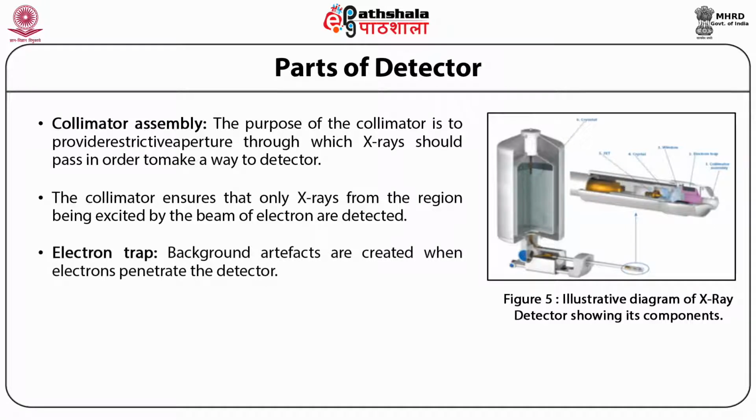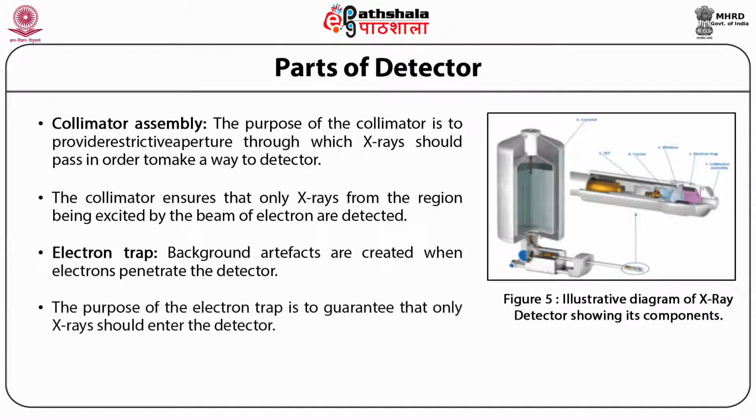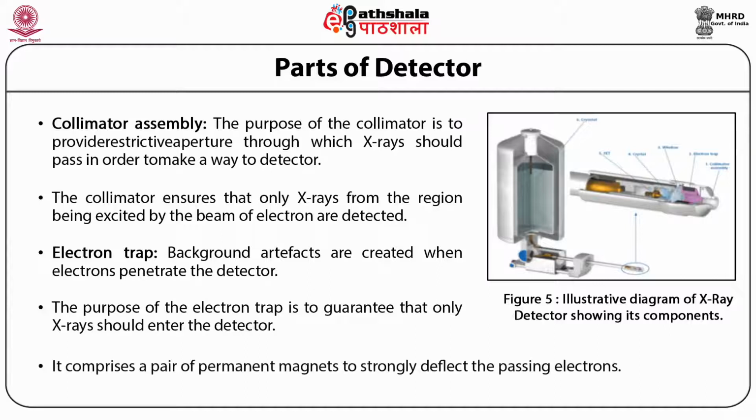The background artifacts are created when electrons penetrate the detector. The purpose of the electron trap is to guarantee that only X-rays enter the detector. It comprises a pair of permanent magnets to strongly deflect the passing electrons.